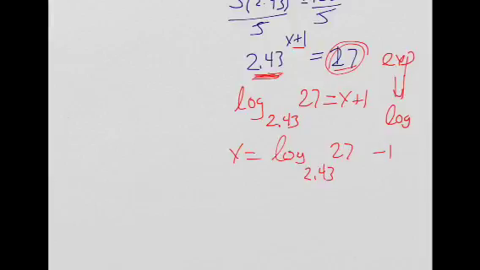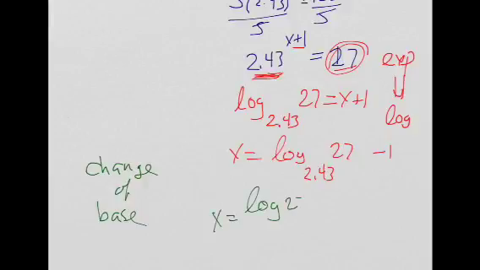Now, to get that value, I'm going to use my change of base because I don't have log base 2.43 tables handy. So I'm going to take that to be the common log of 27 divided by the common log of 2.43. Remember, I take the log of the input divided by the log of the base. I subtract 1. And when I do this, I will get about 2.712.